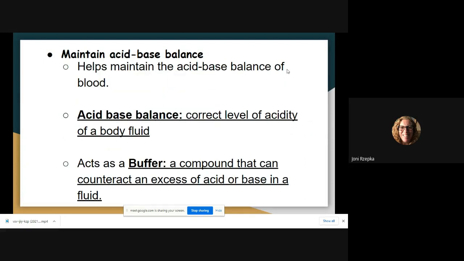Okay, and then maintain acid-base balance. So it helps maintain the acid-base balance of blood. The acid-base balance keeps the correct level of acidity in the body fluids, and it also acts as a buffer, which is a compound that can actually counteract any excess of acids or bases in the fluid.